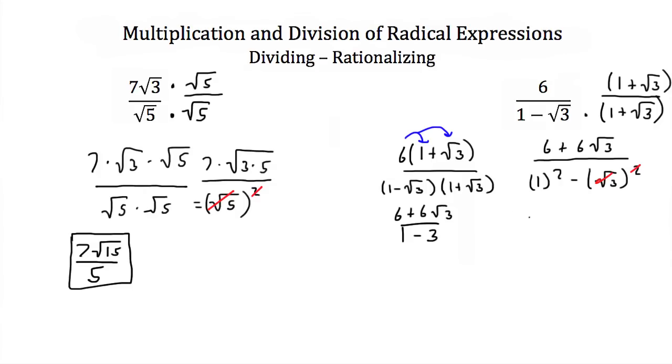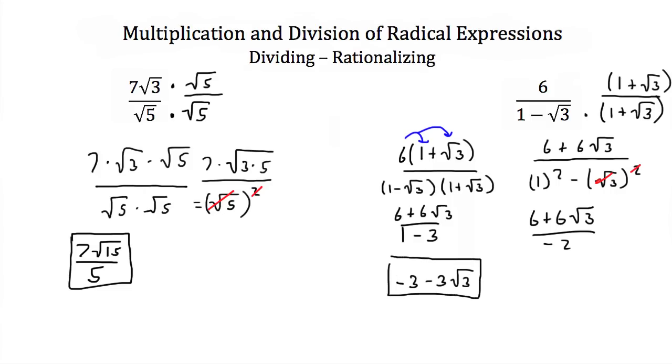So what we have here is 6 plus 6 square roots of 3 over, well, 1 minus 3 is a negative 2. If I divide 6 by negative 2, I get negative 3. So this is going to be negative 3 minus 3 square roots of 3. So if you have a binomial in your denominator and you want to rationalize your expression, you have to multiply it by its conjugate, or 1 plus the square root of 3 in this case. And that completes the tutorial on the multiplication and division of radical expressions.